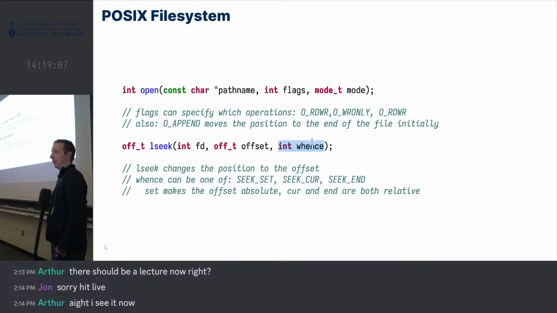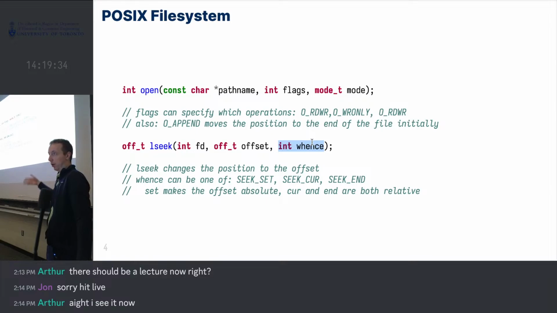There are a few options for this whence parameter. It's basically just like an enum in C, but it's kind of bad. There are three options. SEEK_SET is like an absolute offset, so that is just from the beginning of the file, no matter where the pointer currently is. If I say whence is SEEK_SET and I set the offset to 16, it's going to change the position to 16 bytes into the file from the beginning.